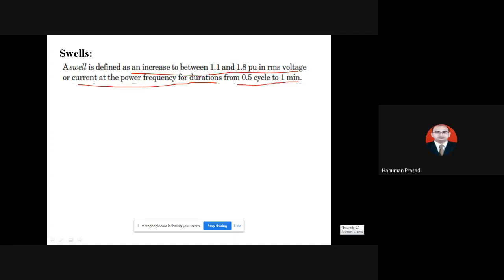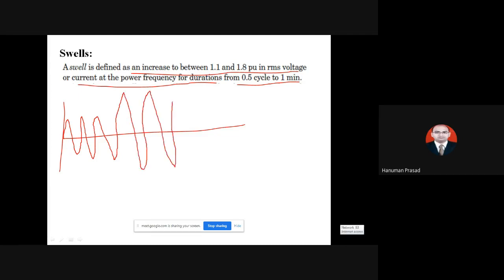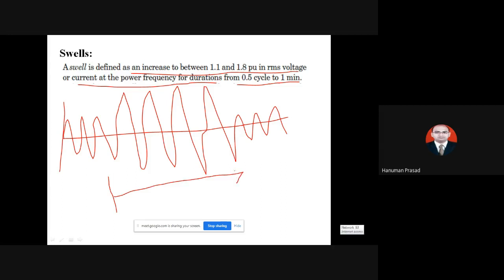देखिए, voltage sag and swell दोनों क्या हैं, reverse हैं, opposite हैं. Voltage swell में क्या है, this is your voltage, and at this time your voltage is suddenly increasing for this time duration of 0.5 cycle, and again it comes back to the original position. So this duration is called the voltage swell. That means voltage is increasing.